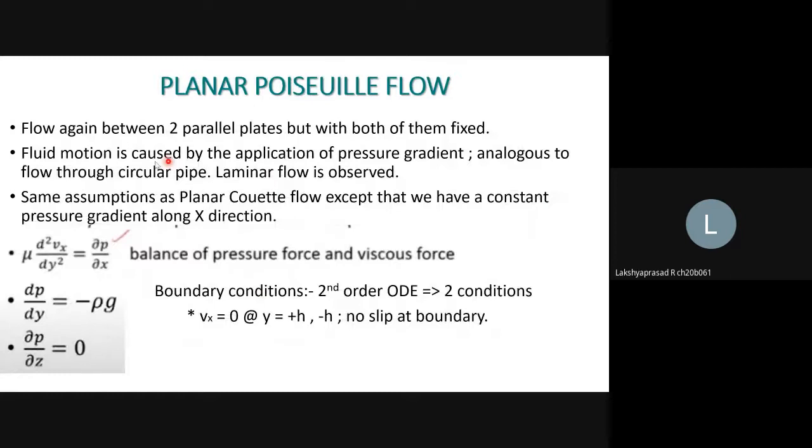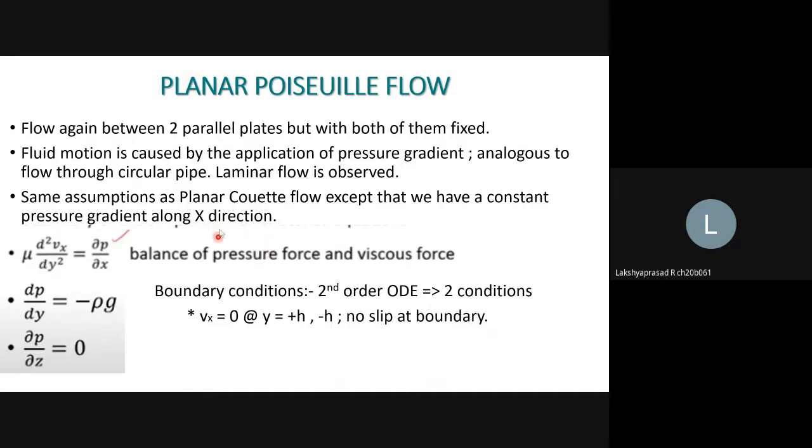Now again, there's a flow between two parallel plates, but here we'll have both of the plates fixed, and here the fluid motion is caused by application of a pressure gradient along the x direction. It is analogous to fluid flowing in a circular pipe, and in this case laminar flow is also observed. Now the assumptions are the same as planar Couette flow, except that here we have a constant pressure gradient along x direction. In planar Couette flow, dp by dx was 0; here dp by dx will be some constant value.